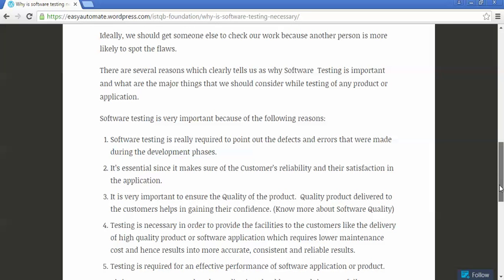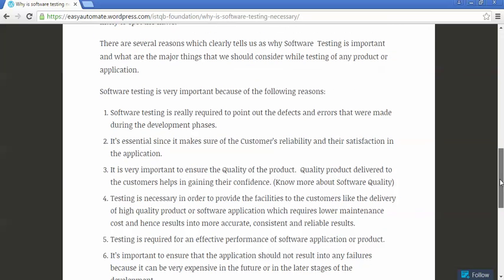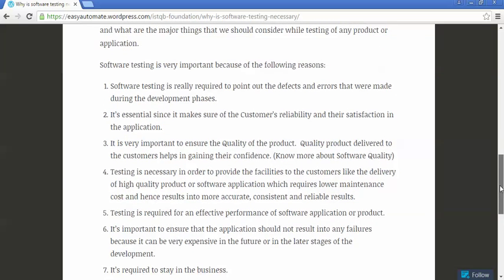Of course, if you find the bugs, then when the product goes live, the customer can have more reliability on the software because now it has fewer bugs. It is very important to ensure the quality of the product, because a quality product delivered to the customers helps in gaining their confidence. Testing is necessary in order to deliver a high quality software application which requires lower maintenance cost. So if we test our software well, then the maintenance cost will obviously be less, and it will result in more accurate, consistent, and reliable results.